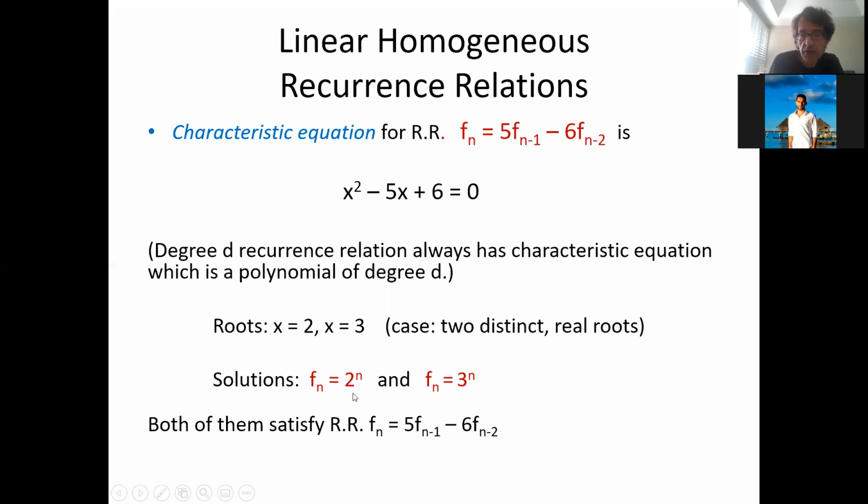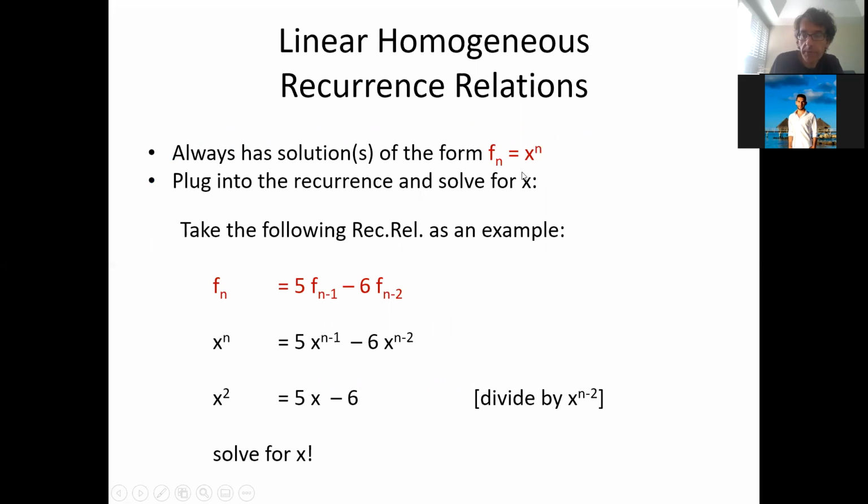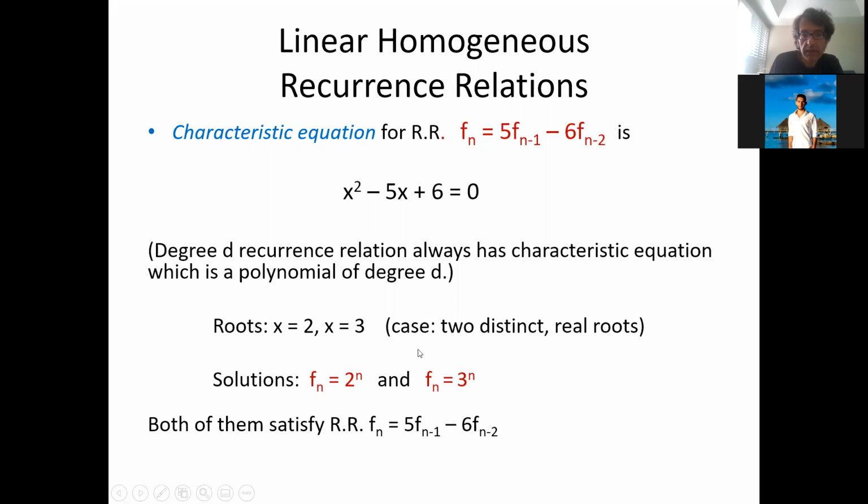Okay, so there are two solutions here corresponding to the two roots. So when I said that every solution has this form, well, it turns out that there are actually two solutions like this. Fn can be equal to 2 to the n, and Fn can also be equal to 3 to the n. And both of them satisfy this recurrence relation. Both the exponential with base 2 and the exponential with base 3 satisfy this recurrence relation.